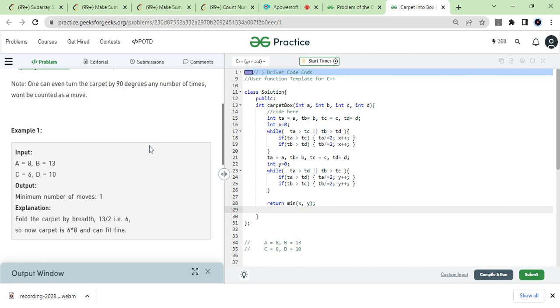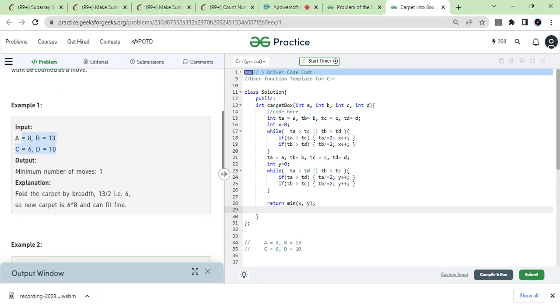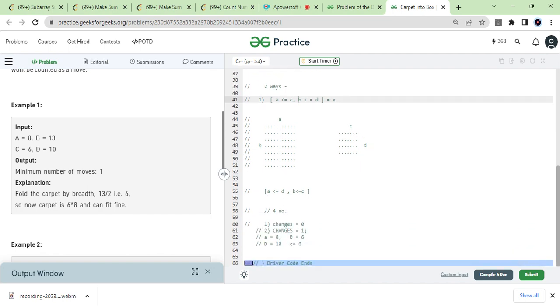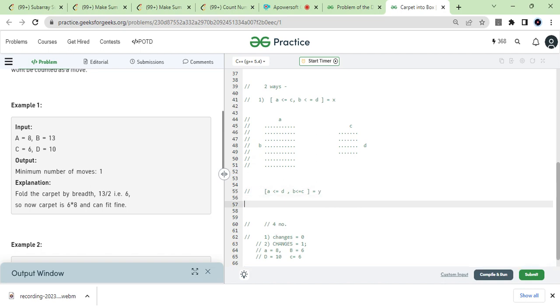Simple problem, brute force. You need to just see these two numbers and these two numbers. Either make a equal to c and b equal to d, or less than equal to, or the second way is a less than equal to d and b less than equal to c. The answer for this is y, and return the minimum of x comma y.